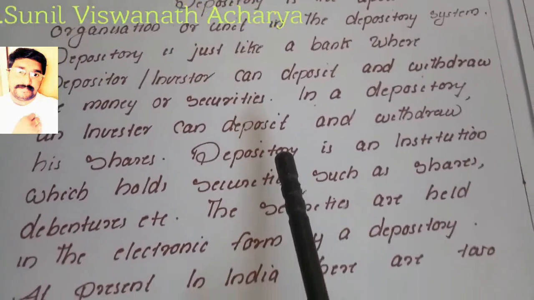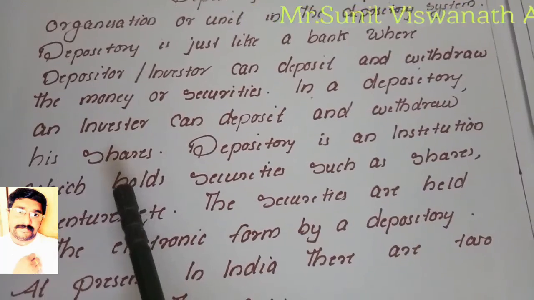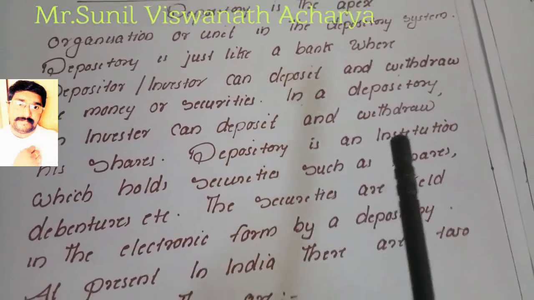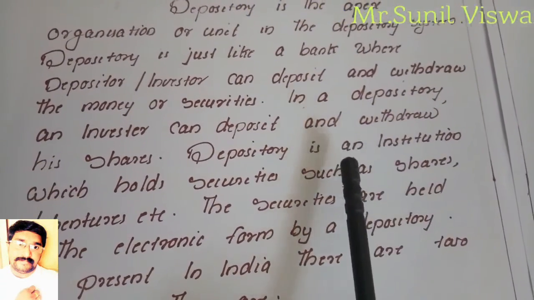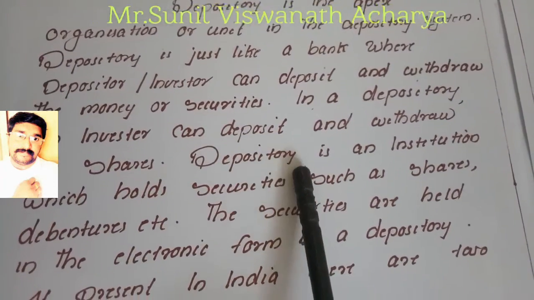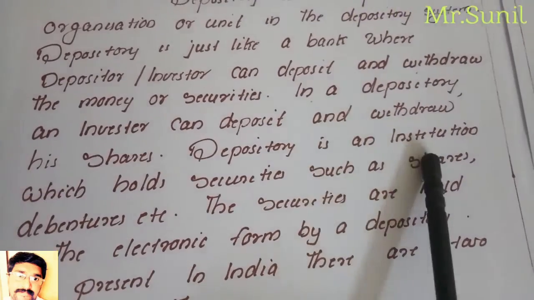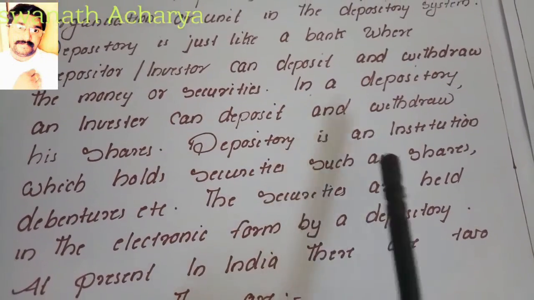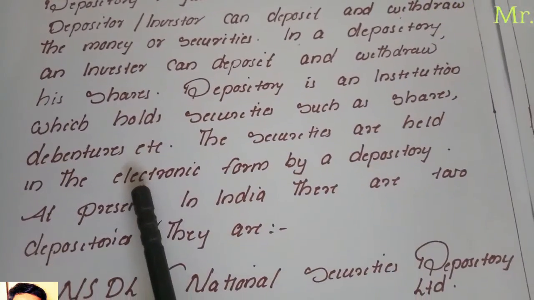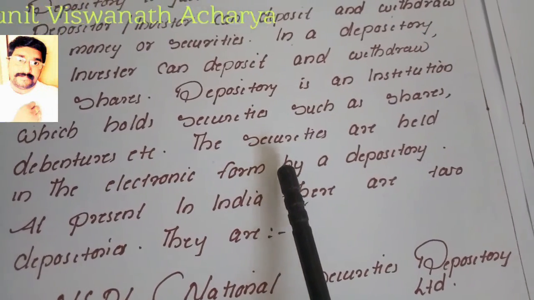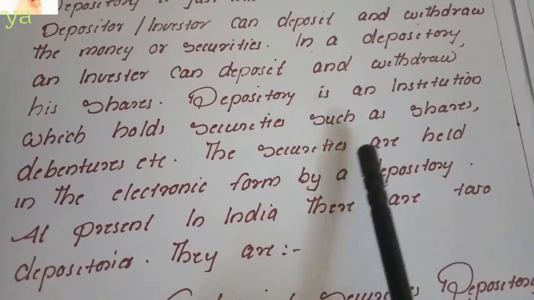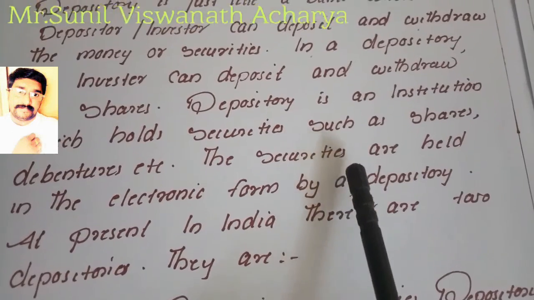So who can be a depository? Normally a depository is an institution which holds securities such as shares and debentures. Different companies' securities, that is shares and debentures, are held by the depository. These securities are held in electronic form by the depository.